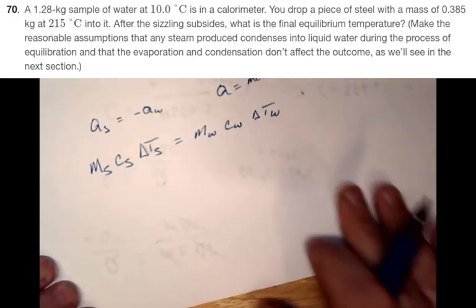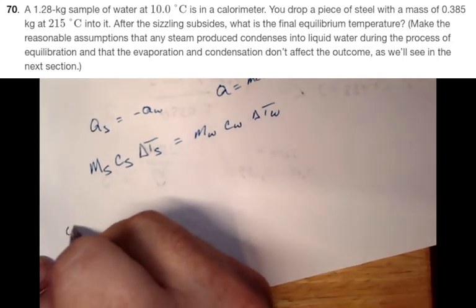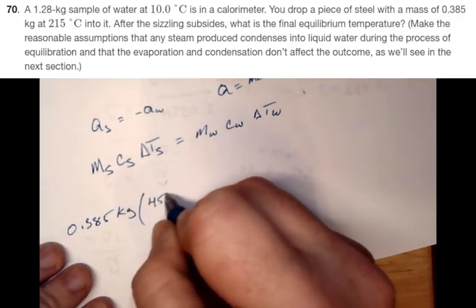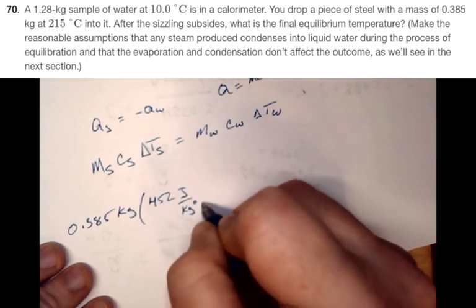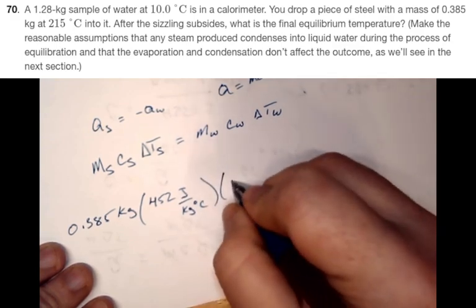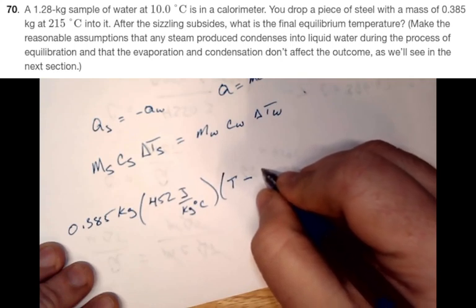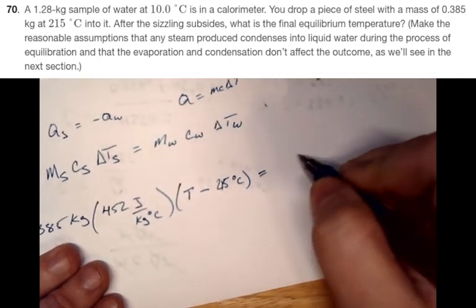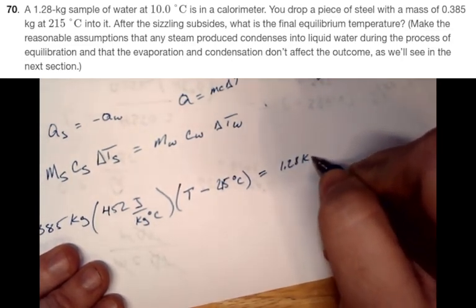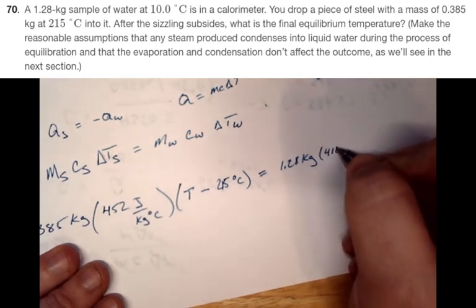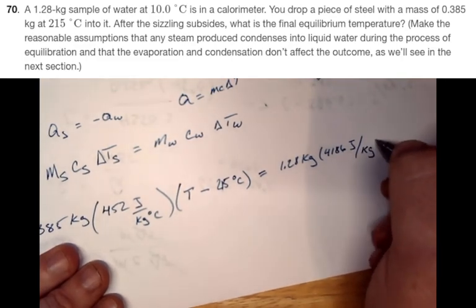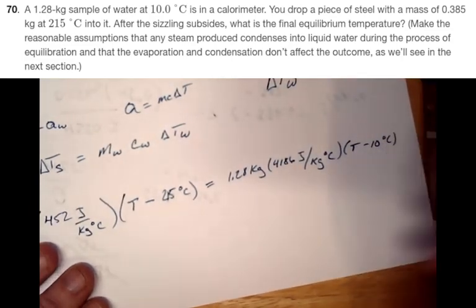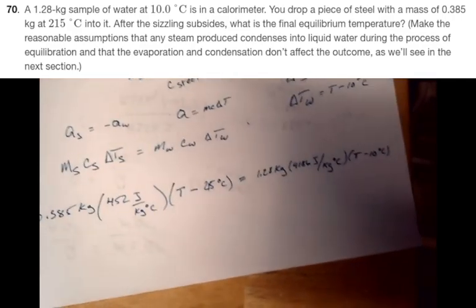Alright, so now we can put in numbers. 0.385 kilograms and 452 joules per kilogram degrees Celsius. And then we'll have T minus 215 degrees Celsius. And then we'll say equals 1.28 kilograms times 4186 joules per kilogram degrees Celsius, and then we'll have T minus 10 degrees Celsius. All right, that's not too bad. That is one equation, plug and chug.